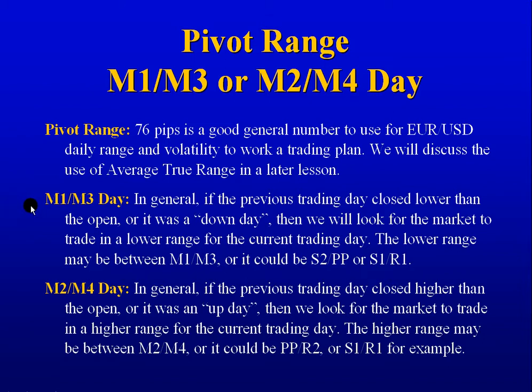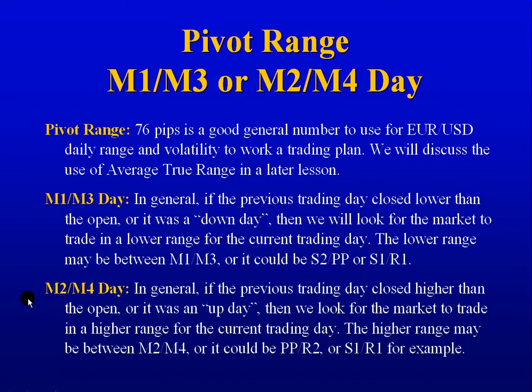Just to give you a bit of a definition of an M1, M3 day, in general, if the previous trading day closes lower than the open, or if it was a down day in the previous day, then in the current day we can look for the market to trade between M1 and M3, typically in that range. Or it could be S2 and the central pivot, or S1 and R1, but we will commonly see it trade in a lower range.